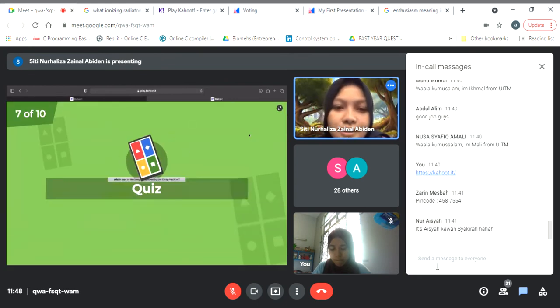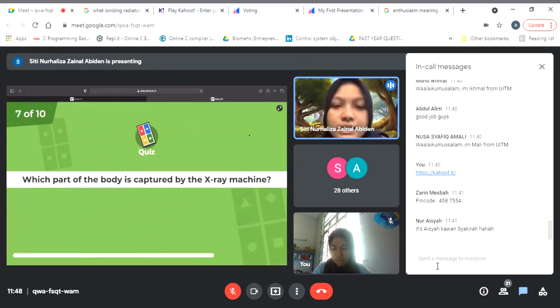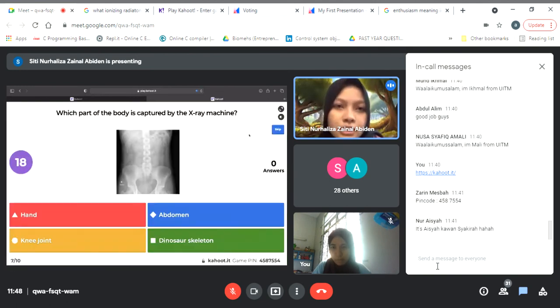Next question. So which part of the body is captured by the X-ray machine? So the X-ray image shows which part of the body. As you can see here, is it hand? Is it abdomen? Or is it dinosaur skeleton? Or is it knee joint? Which part?